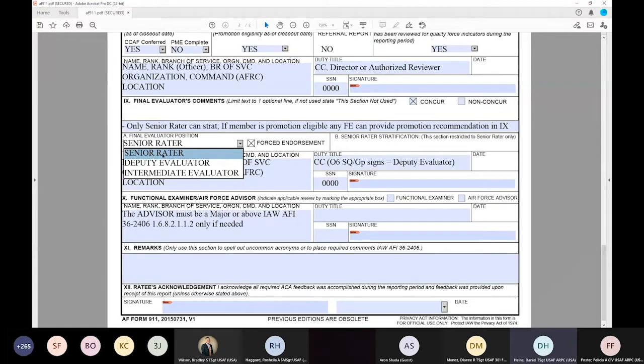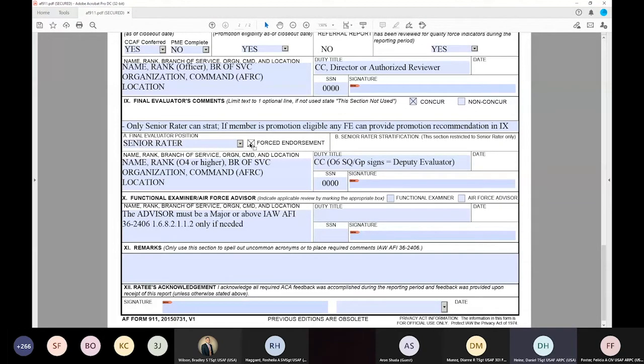And then the senior rater. This is the actual member who holds the senior rater ID. Most likely, 98% of the time, it will be the wing commander. There are some units out there whose group or even sometimes squadron commander holds the senior rater ID, and at that point they can also sign as a senior rater because they hold the senior rater ID. The only time a senior rater can sign the report is, one, if they're stratifying the member.